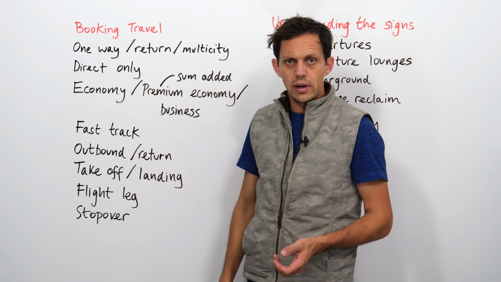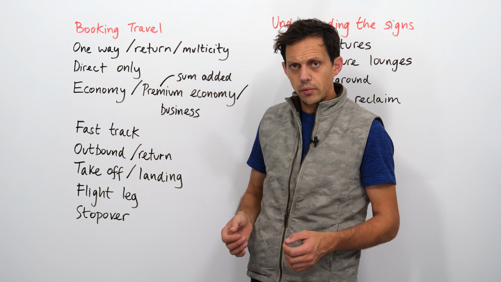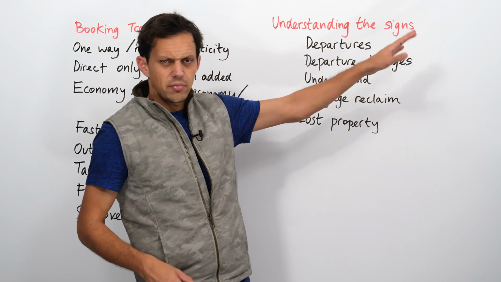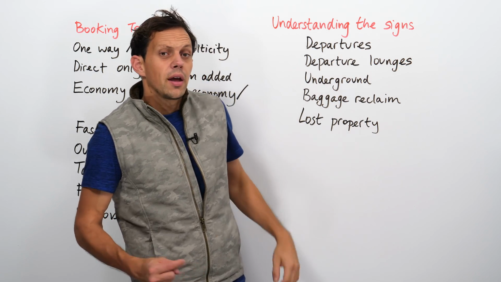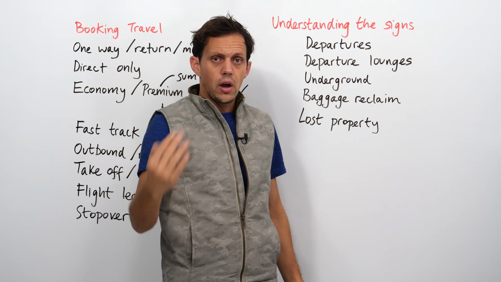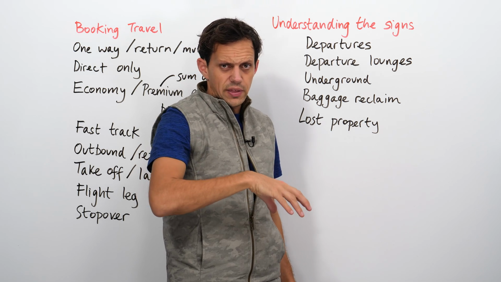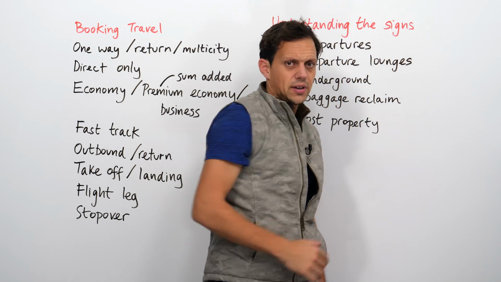We could do, if you're going travelling, direct only. So if I'm flying to Cape Town, I feel that Cape Town is over there. I'm not sure if it is. I think it is. If I'm going to Cape Town and I want to go direct only, that means I don't want to stop in Ethiopia on the way. I want to go direct to Cape Town.